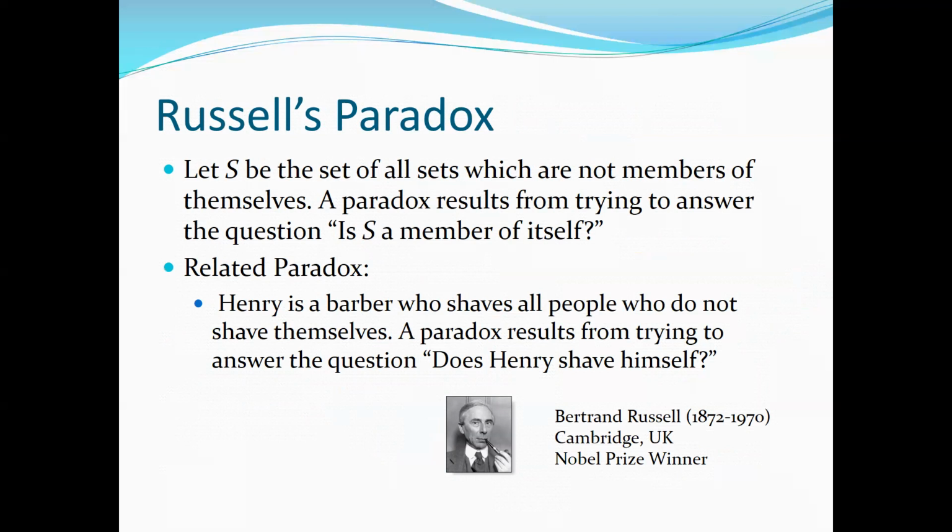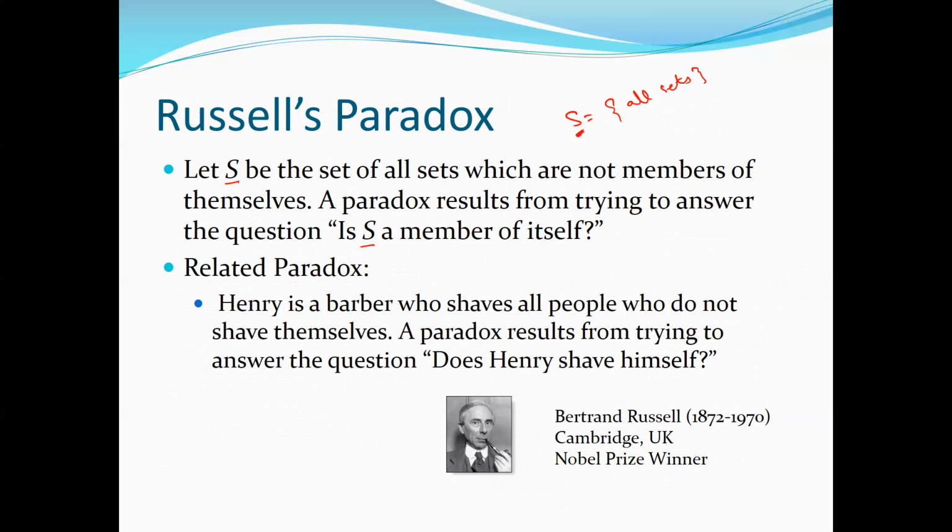Russell's paradox is also helpful in order to understand set theory, and it says let S be the set of all sets, right? It says let S be the set of all sets which are not members of themselves. A paradox results from trying to answer the question: is S a member of itself or not? Since S is the set of all sets that are not members of themselves, right?